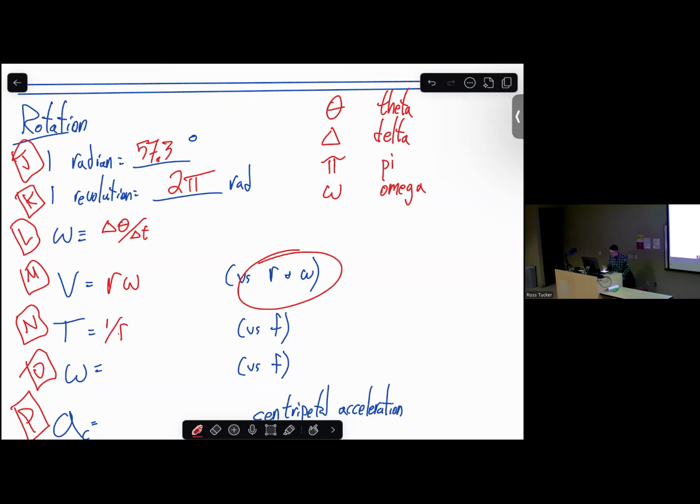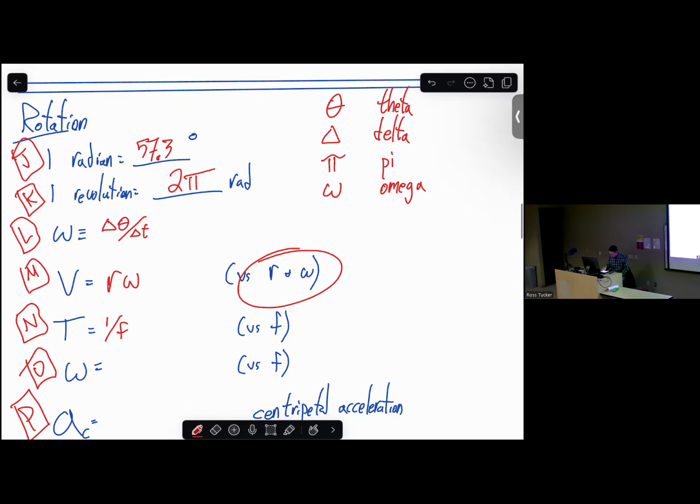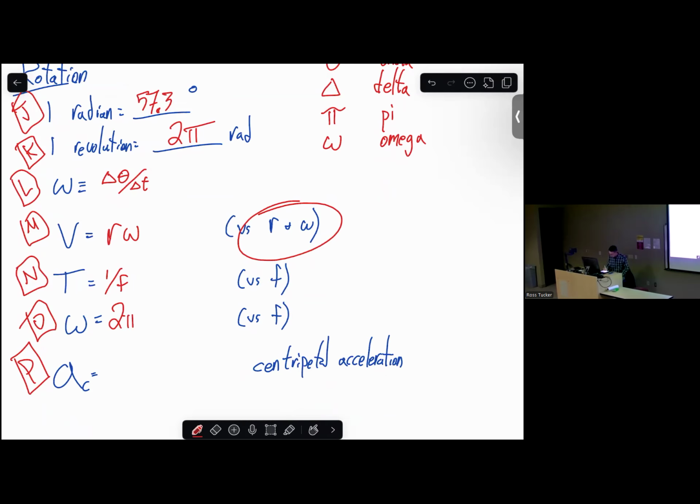Period is inverse frequency. When I first introduced this, most people got it right. You've done period and frequency in your chemistry classes, is that it? Or you just remember it from high school? Okay, whatever. You know it, that's what I care about. Radians per cycle, cycles per second gives radians per second.